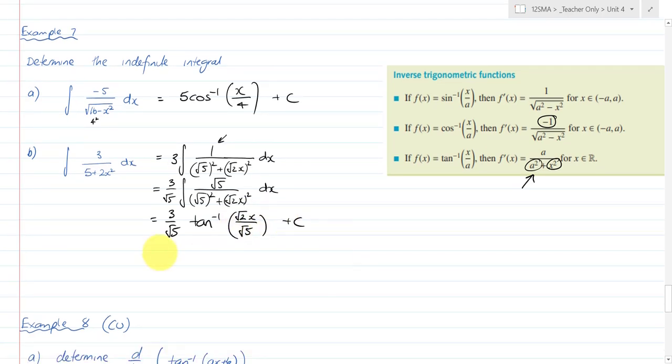And we don't really like denominators with surds in them, so I'm going to write this down as 3 root 5 over 5, tan inverse of root 10 x over 5 plus c. And there's our final answer. Again, it's just applying this. So that's really a complex version, but you just have to get into that form of a over a squared plus x squared.